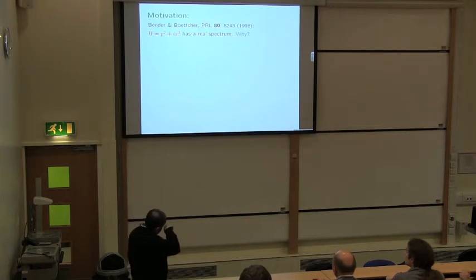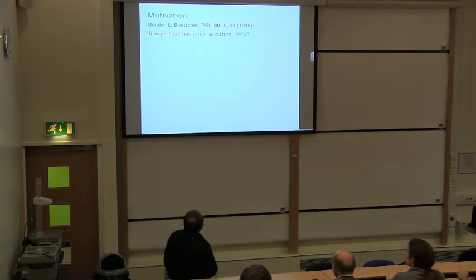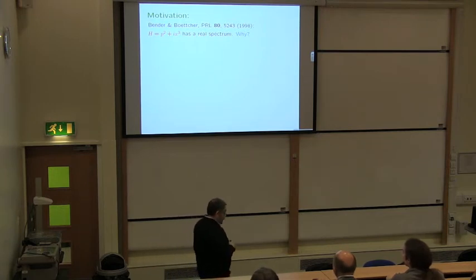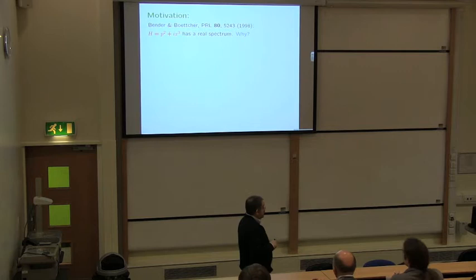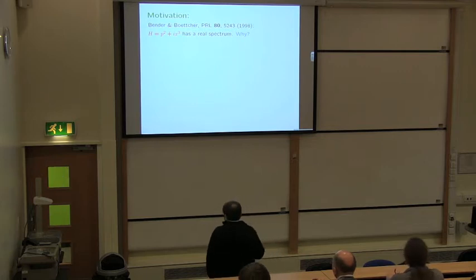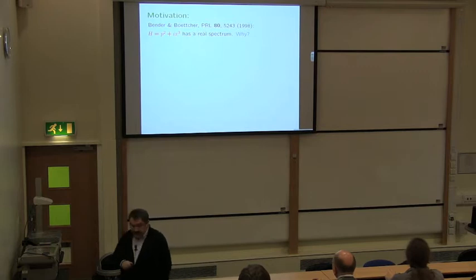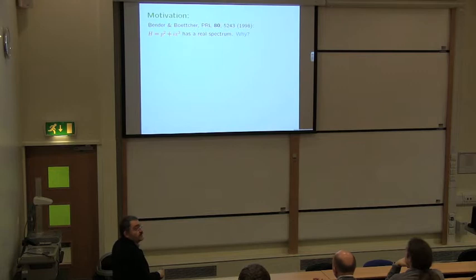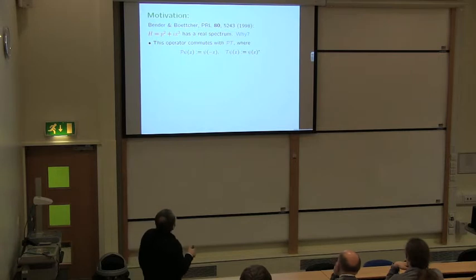So, for me, the subject began in 1998 with a paper by Bender and Boettcher, although I learned about it 3 years afterwards. They noticed that if you take the ix³ potential, although this is a non-Hermitian Hamiltonian, it does have a positive discrete real spectrum. And they gave a reasoning. They said, well, this is because this operator commutes with PT.